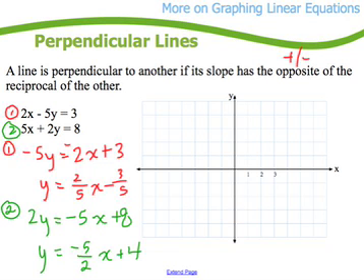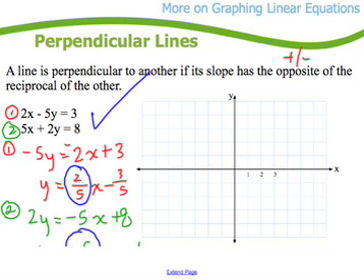So now we'll take a look at the slopes. Here's the slope of the first one. Here's the slope of the second one. So are they perpendicular? Is one flipped over and changed its sign? So 2/5 flipped over, sure enough, is 5/2. This one's positive, this one's negative. Therefore, these two lines are perpendicular. And if we wanted to graph them, we certainly could.